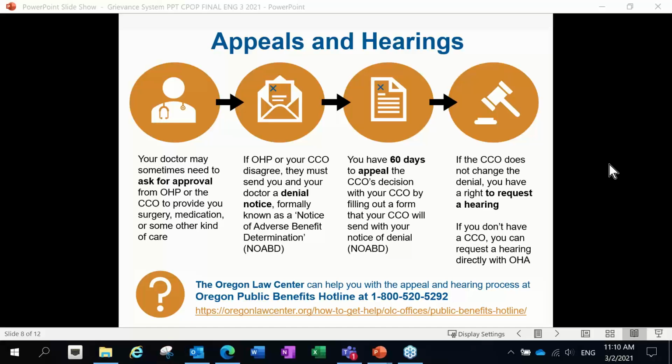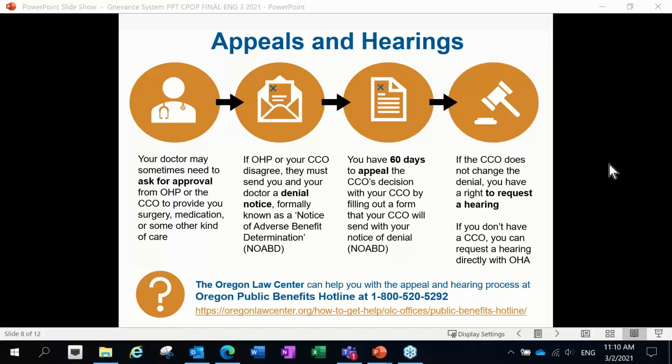If the Oregon Health Plan or your Coordinated Care Organization, again, disagree or deny the service, you will get a denial notice known as a Notice of Adverse Benefit Determination. And you don't have to memorize what these terms mean, but it's in essence a denial notice. It'll be a letter explaining why the service is denied and the rules around that denial. The other piece to that letter are your rights. You have a right to appeal to an administrative hearing.